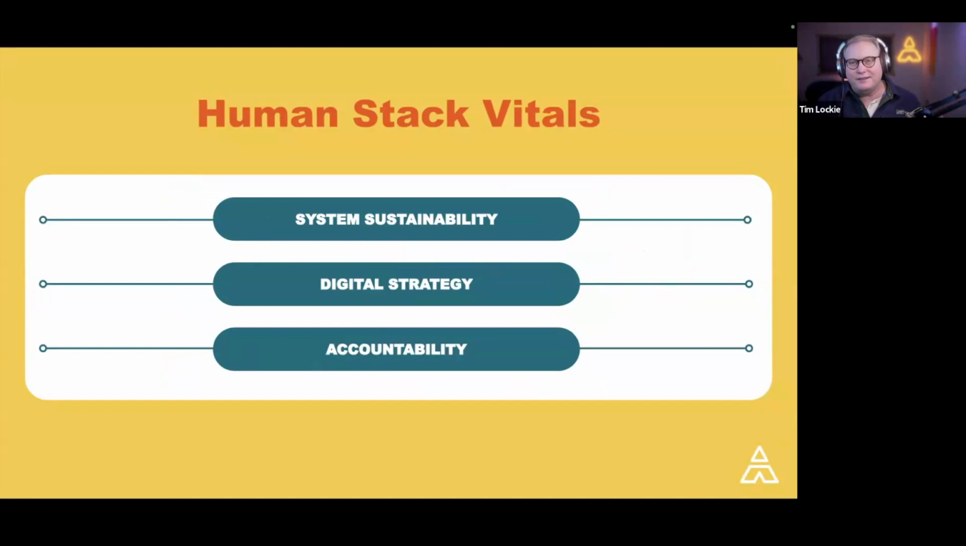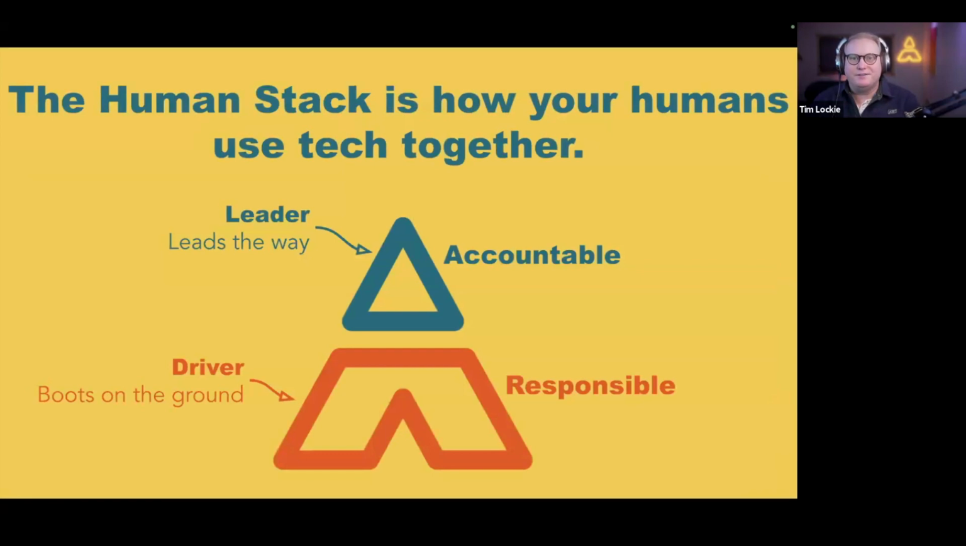I'm going to talk about them by looking at my logo. The first thing to say is we're not talking about individual use of technology. We're talking about an organization's use of technology. Just like the tech stack is a community of technologies, the human stack is a community of humans that use tech together. When you're working on the human stack, there's always a leader that is accountable and strategic, and a driver who's boots on the ground, responsible, and tactical.